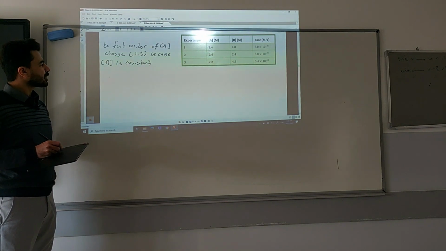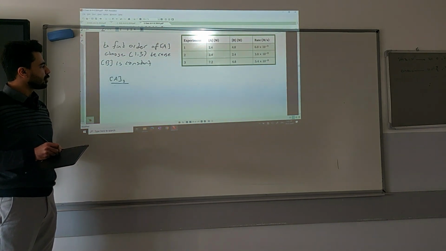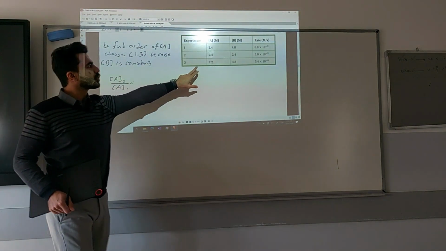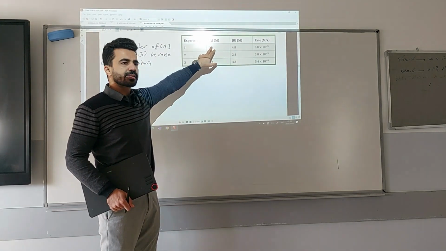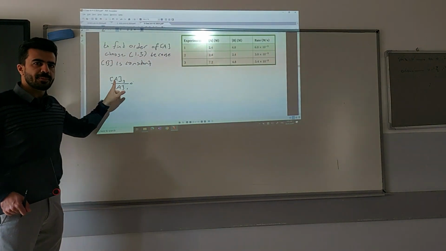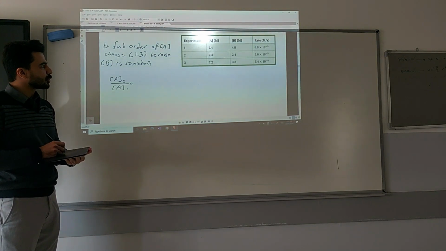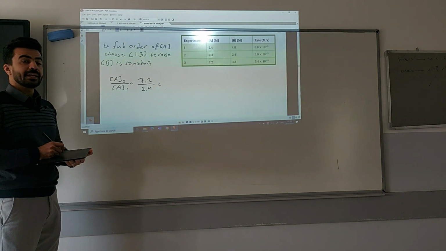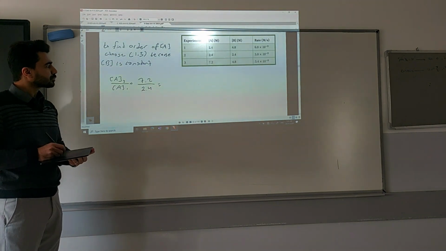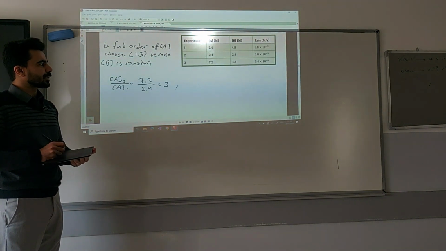Now, how do you compare? First, you will say the concentration of A in the third one over the concentration of A in the first one. Why is the third on top? The concentration in the third is more than the first. So put the higher concentration on top and the lower concentration on the bottom. So in the third one, it's 7.2 over 2.4. The result is 3.